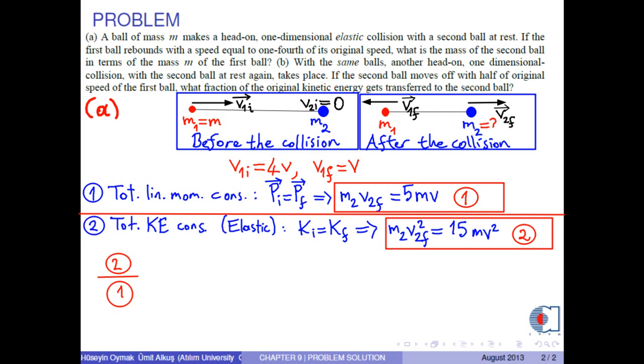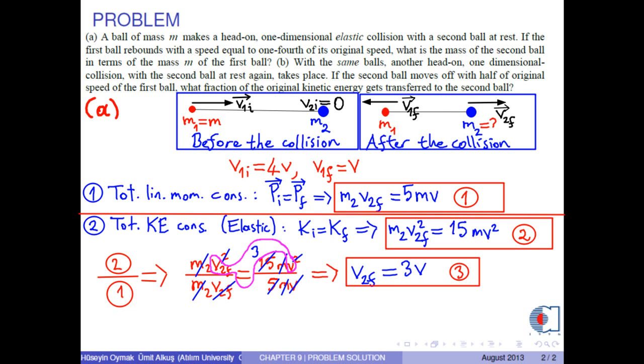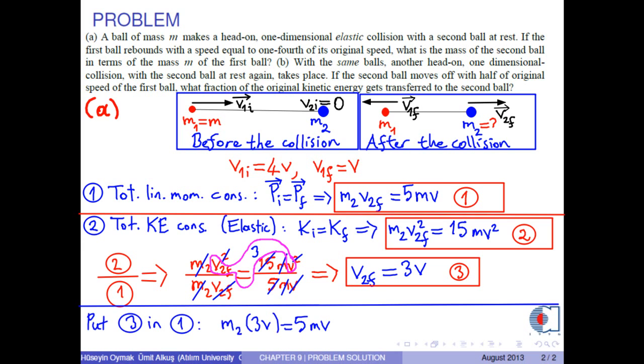Now if we divide the corresponding sides of equation 2 by those of equation 1, after some cancellations, we get the final speed of the second ball as 3v. Now we put equation 3 in equation 1, that is m2 times 3v equals 5mv. The v's are cancelled, so we obtain mass m2 as 5m over 3.